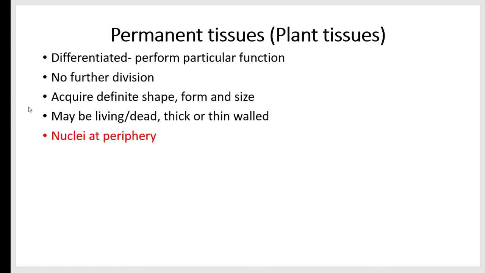Moving on to permanent tissues. We have read that plant tissues are of two types, meristematic and permanent. Permanent are the specialized ones. They are differentiated. They have fully grown. Now they are ready to perform a particular function. They don't need further division, so they lose the power to divide. But now they have acquired a definite shape, form and size. They may be dead or living, thick or thin-walled, depending on the requirement of their functionality. One basic difference I have observed is that the nucleus is at the periphery.